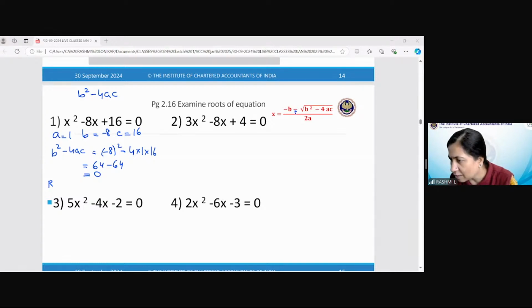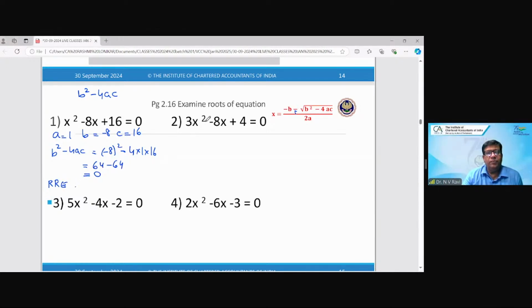Okay, excellent, excellent. Wow, good answers, so many. Yes, Chaitanya, you joined in late. Yes. Okay, very good. This means it is real, rational and equal. Equal roots. Yes, thank you.